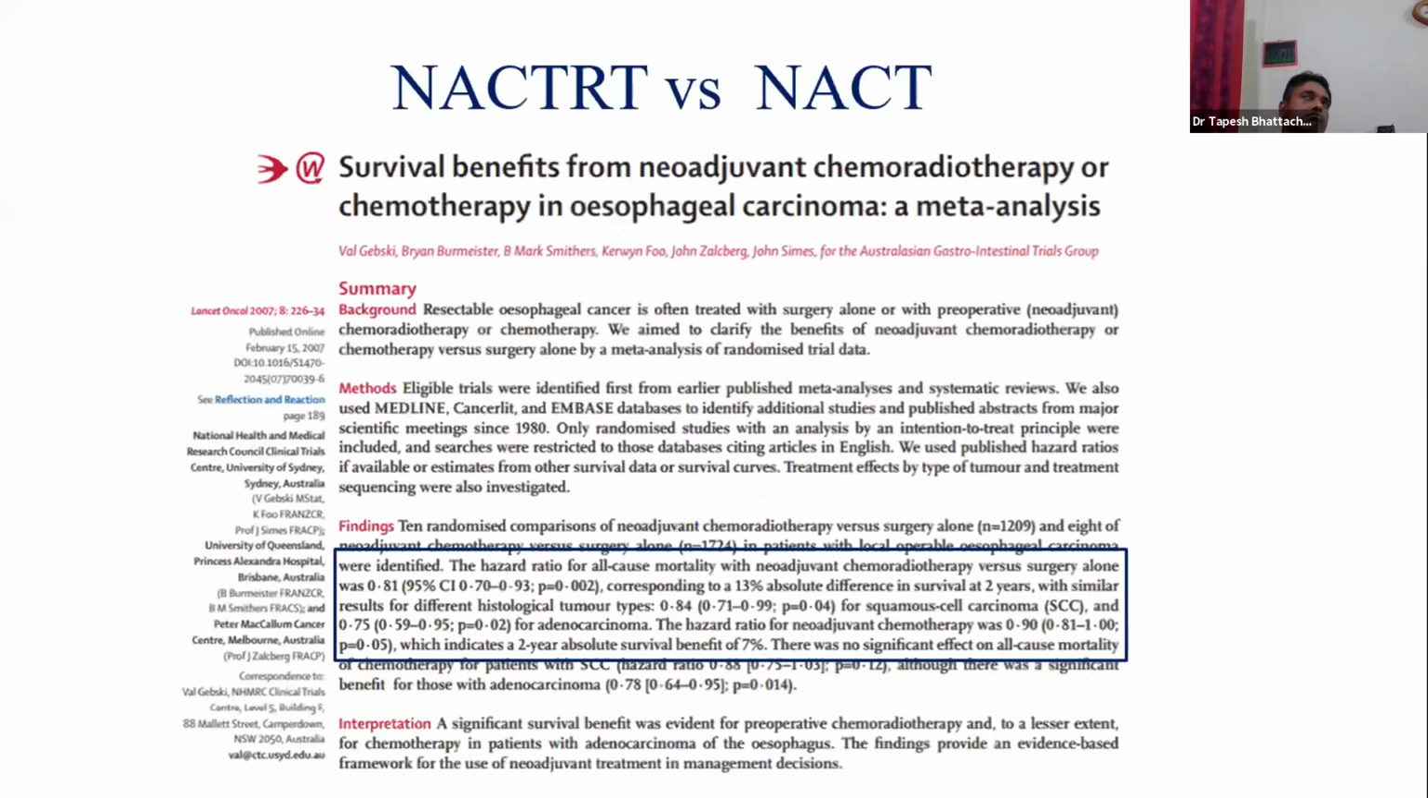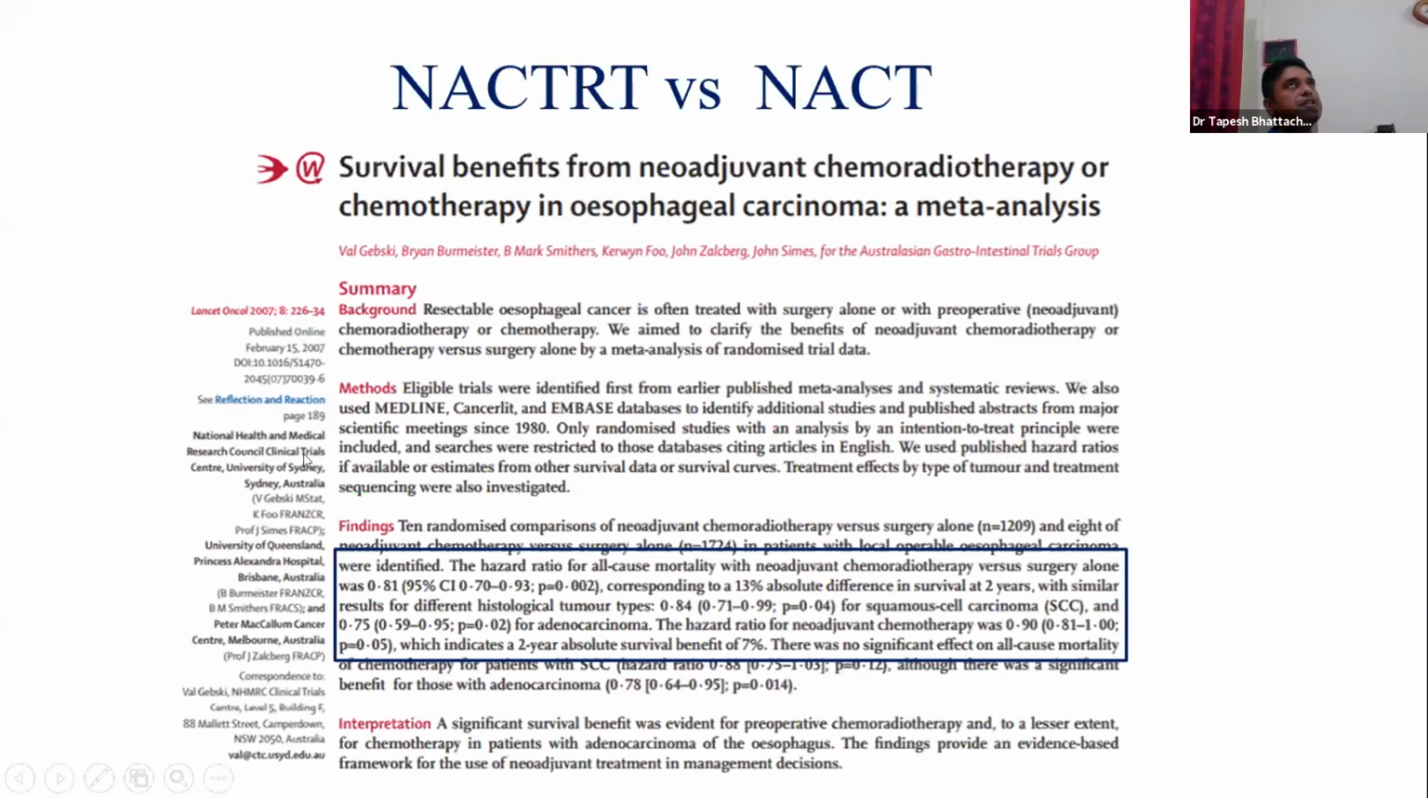Now came the big question. People then tried how to add chemotherapy along with radiation, and what is the effect of neoadjuvant chemoradiation over neoadjuvant chemotherapy or neoadjuvant radiation alone. So there are actually 4 important meta-analyses on neoadjuvant chemoradiation versus neoadjuvant chemotherapy. So what happened?